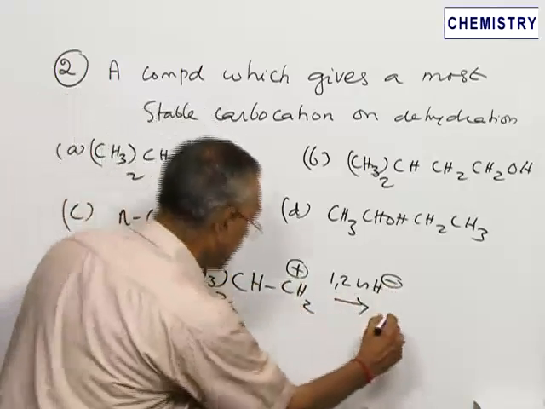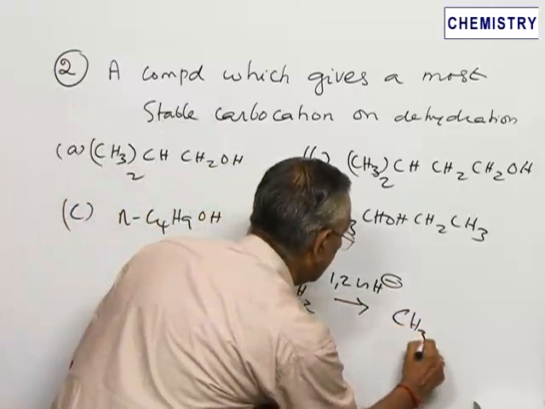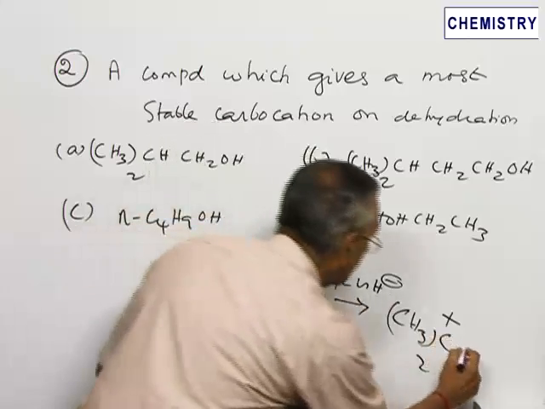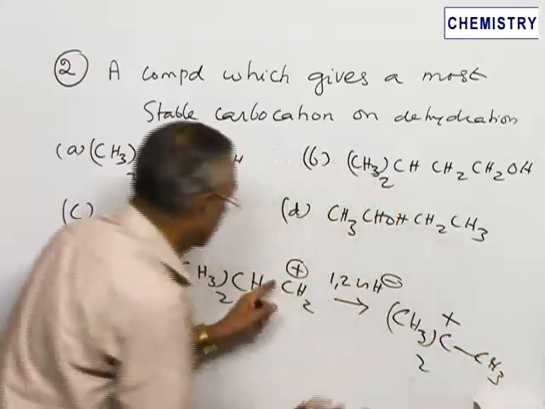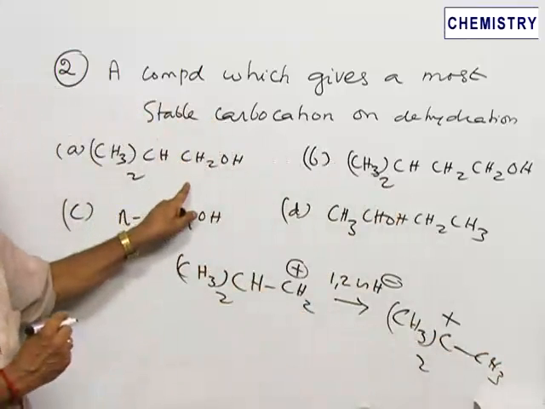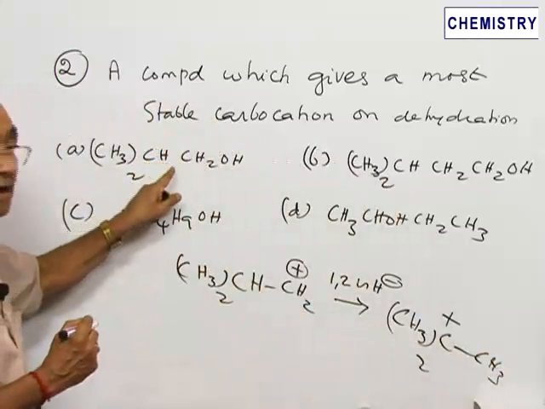So as a result, we have (CH3)2C plus. This positive charge has moved over to this carbon, and the hydrogen has gone over to the other. The CH2 has become a CH3. This carbocation is produced. So this is the carbocation that is produced in A.